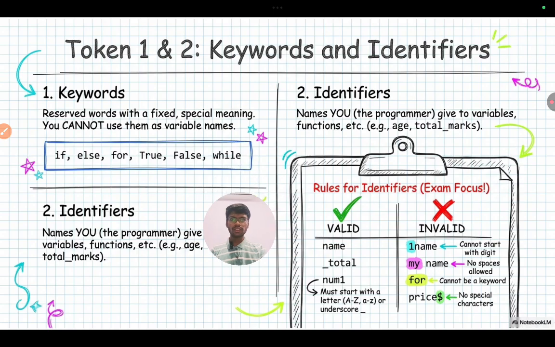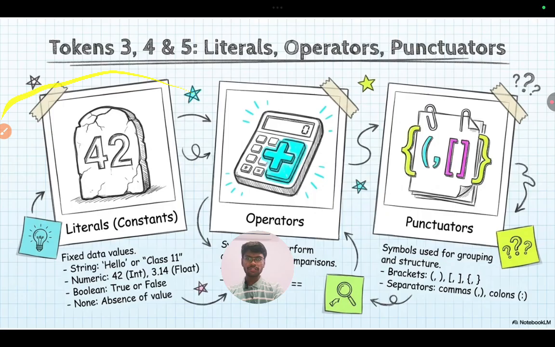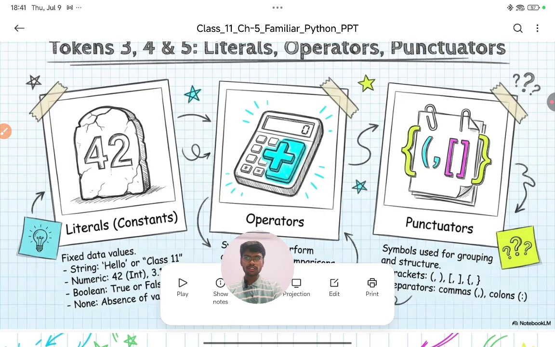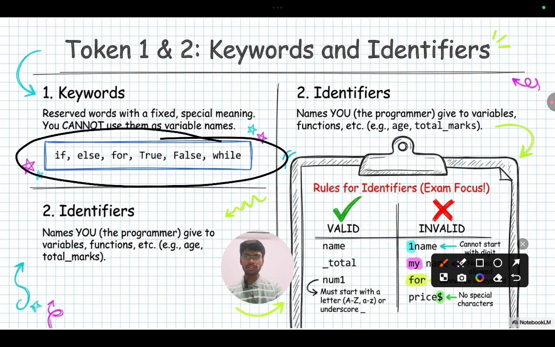So what are keywords? Keywords are reserved words with a fixed special meaning. You cannot use them as variable names, like if, else, for, True, False. There are many, and these are just some examples.